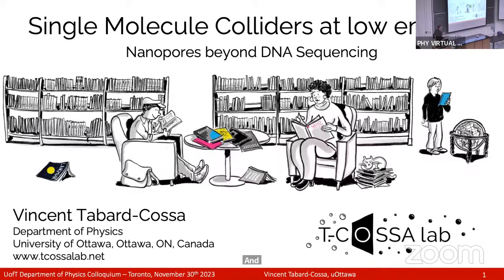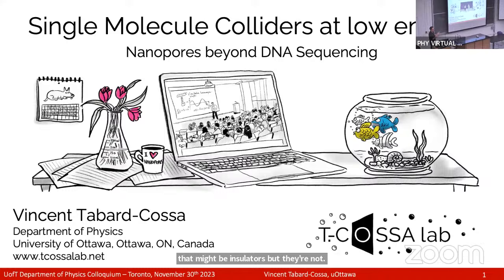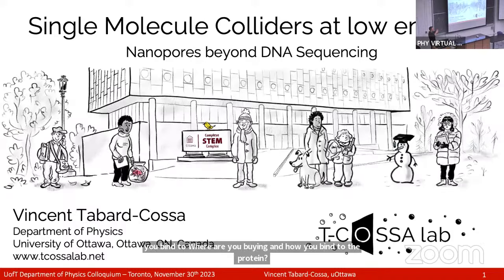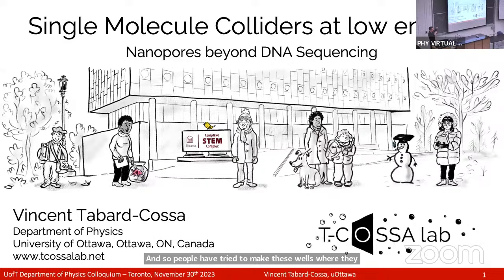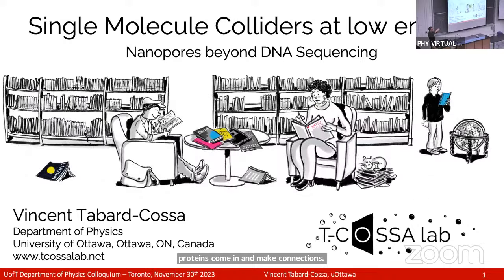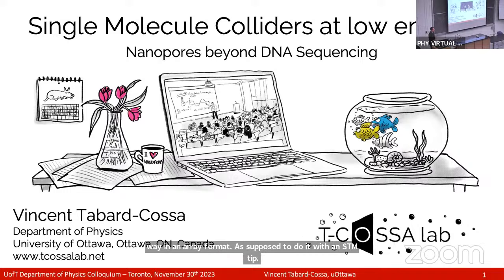There are also people that have tried to pass current through proteins, because it turns out you might think they're insulators, but they're not. They can conduct current, and it depends on where and how you bind to the protein. Some people have tried to make these wells with planar electrodes, having proteins come in and make connections, and have measured the conductance between proteins this way in an array format, as opposed to doing it with an STM tip. I think that's really cool research.